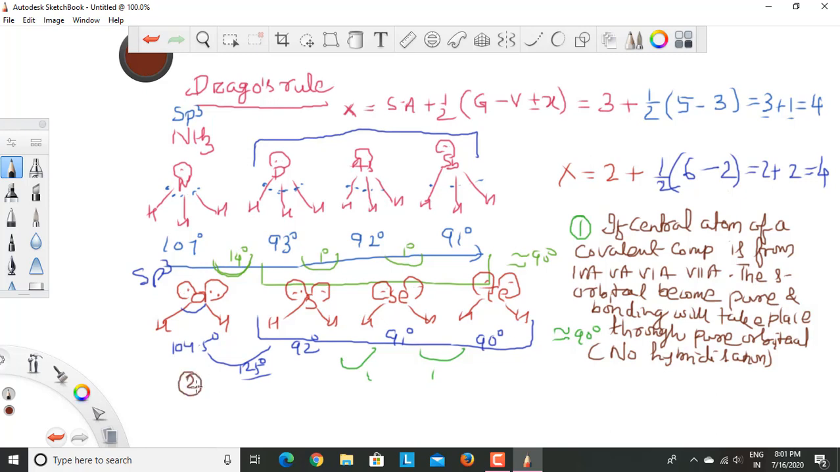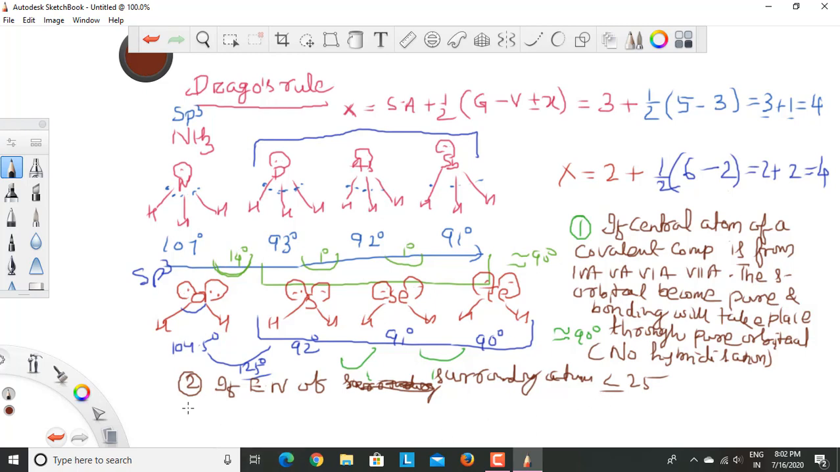What is condition number 2? If the electronegativity of the surrounding atom should be less than or equal to 2.5, and the electronegativity of the central atom should be more than 2.5.